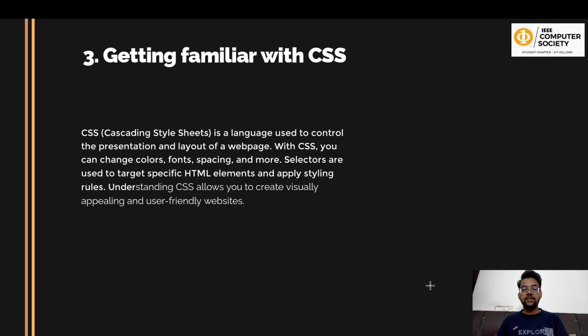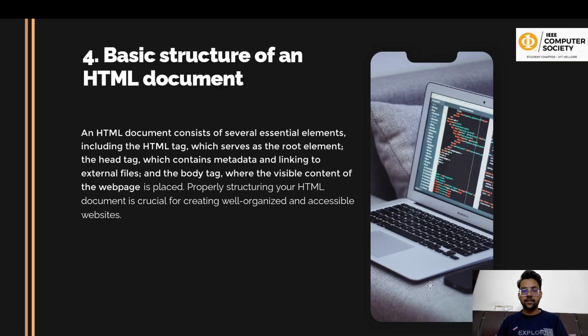Getting familiar with CSS. CSS, which stands for Cascading Style Sheets, is a language used to control the presentation and layout of a web page. With CSS, you can change colors, fonts, spacing, and more. Selectors are used to target specific HTML elements and apply styling rules. Understanding CSS allows you to create visually appealing and user-friendly websites.